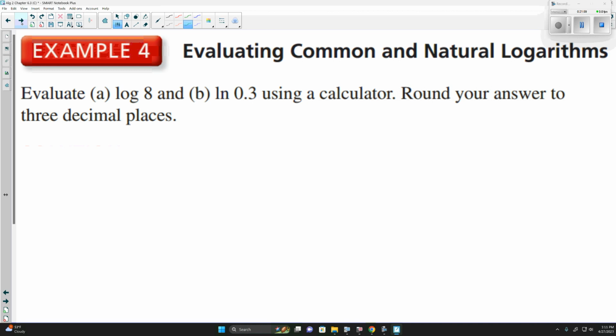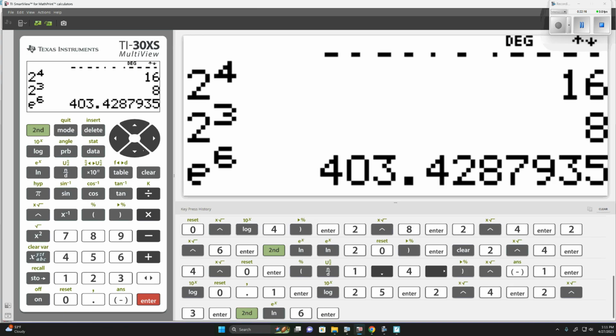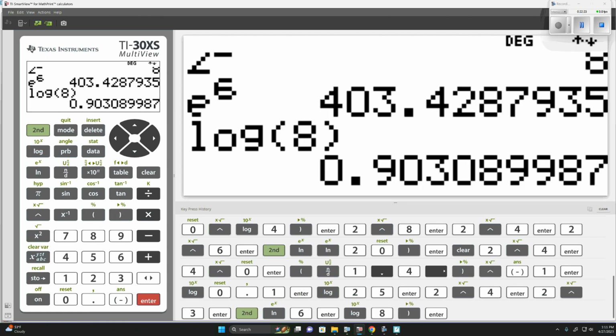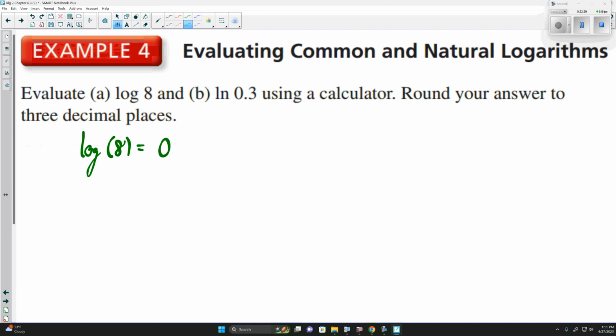All right. Evaluate log of 8 and the natural log of 0.3. Well, log of 8 here, this is what we would call a common log because the base is 10. So if I want to put this in the calculator, I could use either one, because we can just use the log button and say 8, 0.903, because we're going to 3 decimal places.